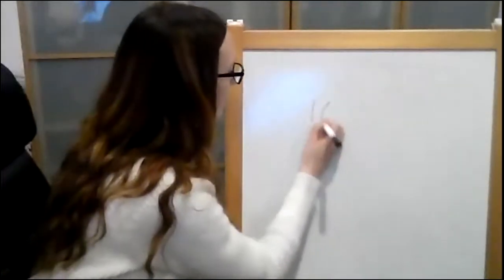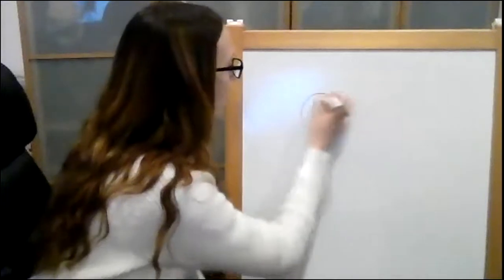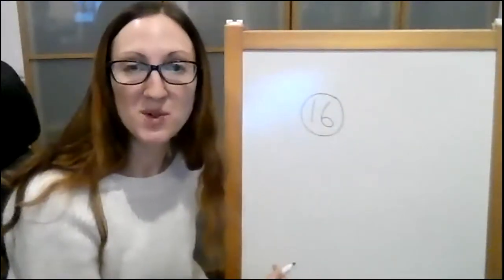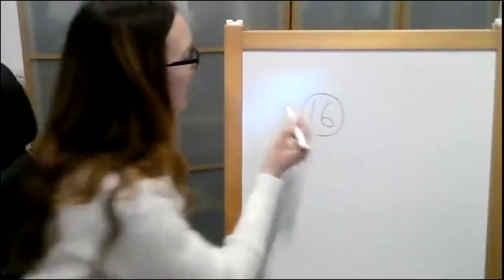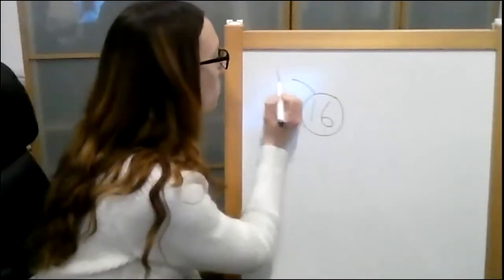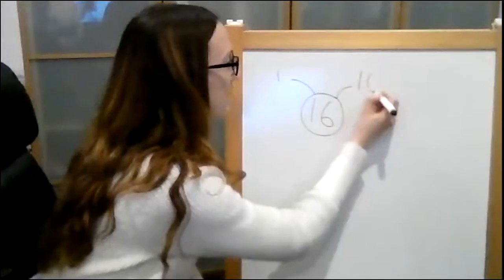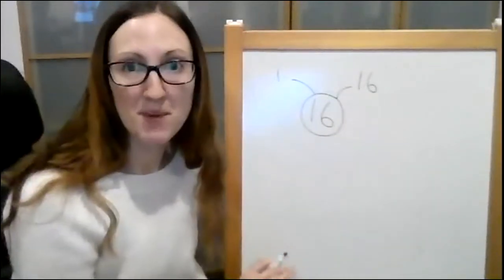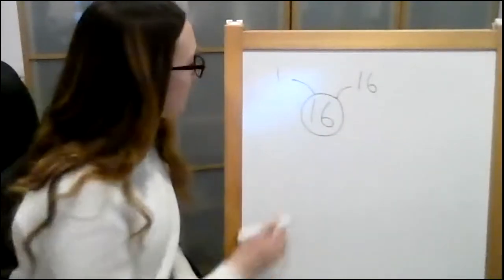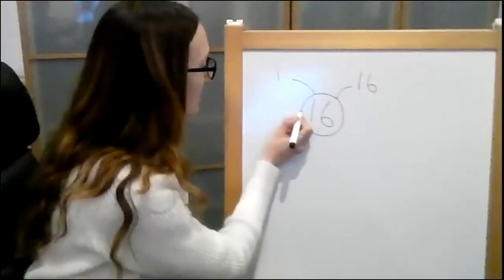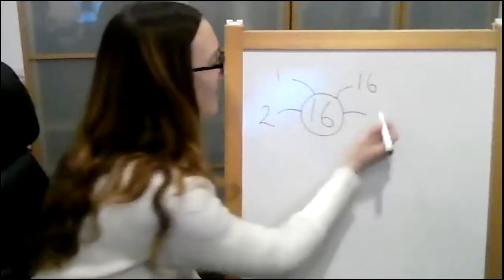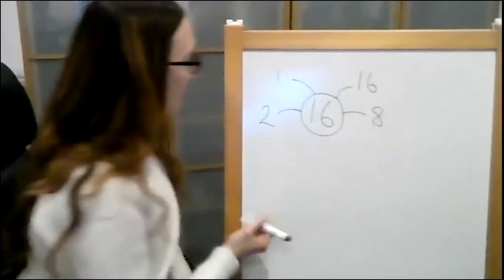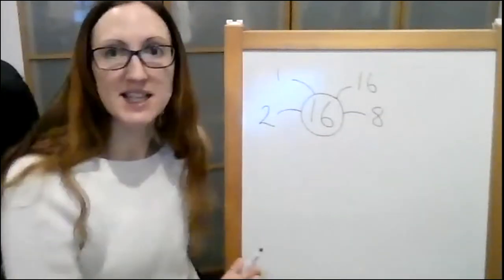Let's write 16 out here and look at how we can record the factors in the way that I was modelling to you earlier. We always start with 1 and the number itself, because every single number has 1 in itself as a factor. Now, 16 is even, and in the arrays, we found that we could create 2 by 8. 2 times 8 is 16.